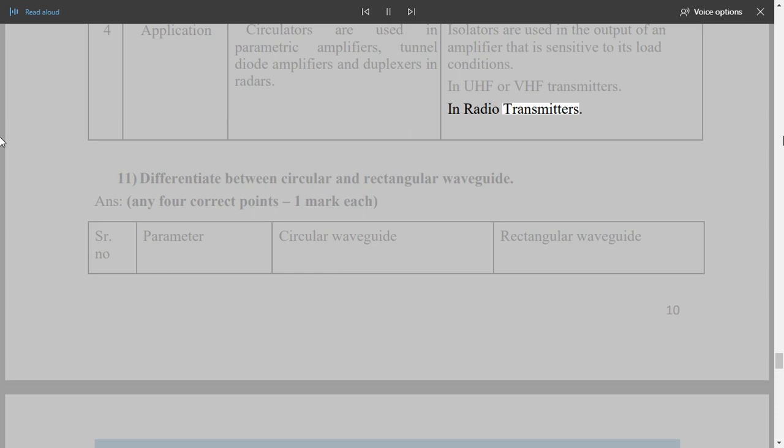Differentiate between circular and rectangular waveguide. Answer, any 4 correct points, 1 mark each. Serial number, parameter, circular waveguide, rectangular waveguide.